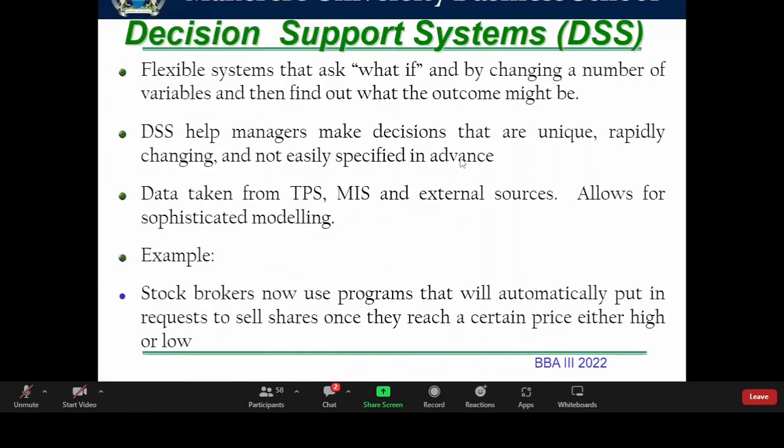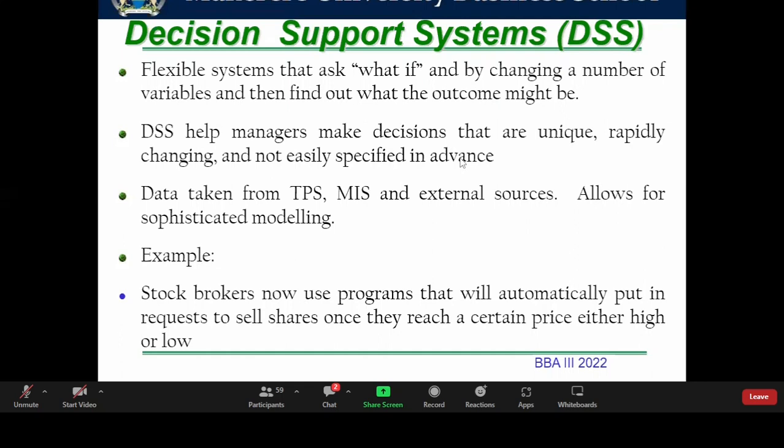Then decision support systems are flexible systems that ask what if. The what if is mainly around: if this happened, what do we think could be the repercussion? By changing a number of variables, we find out what the outcome might be. So we keep on altering variables. If it's in production, we keep altering the materials, or some of the resources, to make sure we get the best that we want. Decision support systems help managers make decisions that are unique, rapidly changing, and not easily specified in advance.